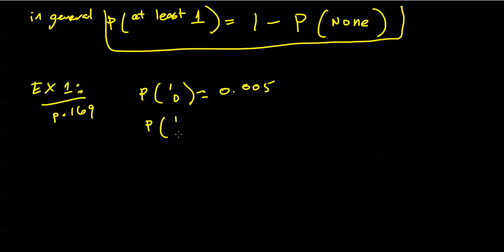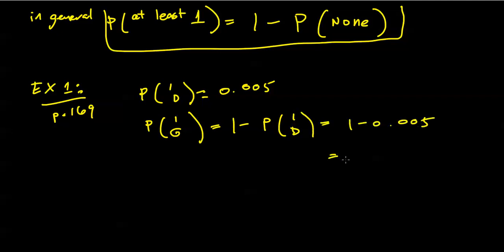The probability that one is good, well, it's going to be 1 minus the probability that one is defective, and that's 1 minus 0.005, and of course that's 0.995. Okay?